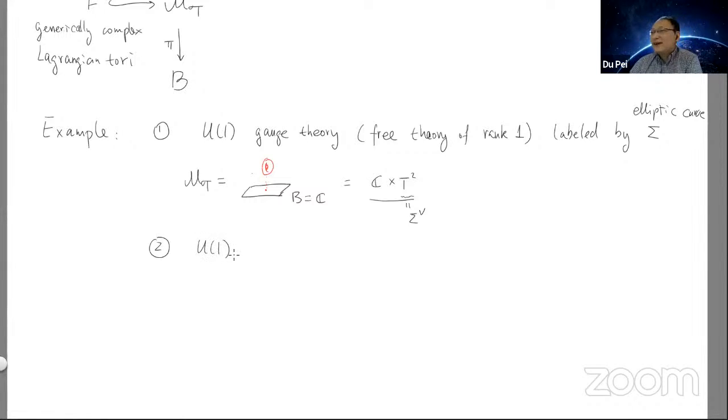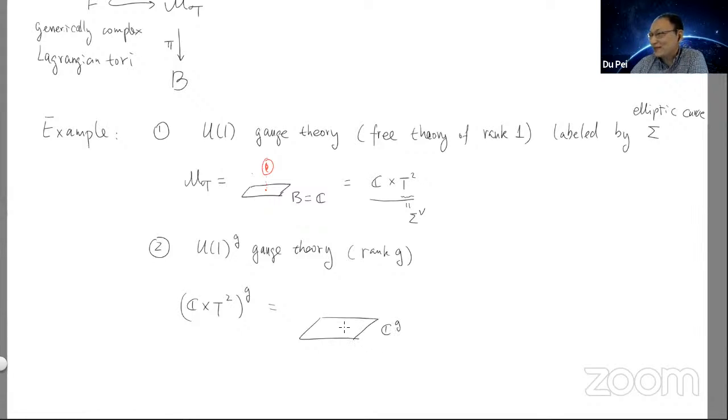And there is a generalization of this to free theory still, but of higher rank. Topologically, this space looks like indeed three copies of C times T squared. The base is a product of three complex planes. And then you have an abelian variety that is also three-dimensional. And the fibration is again trivial.